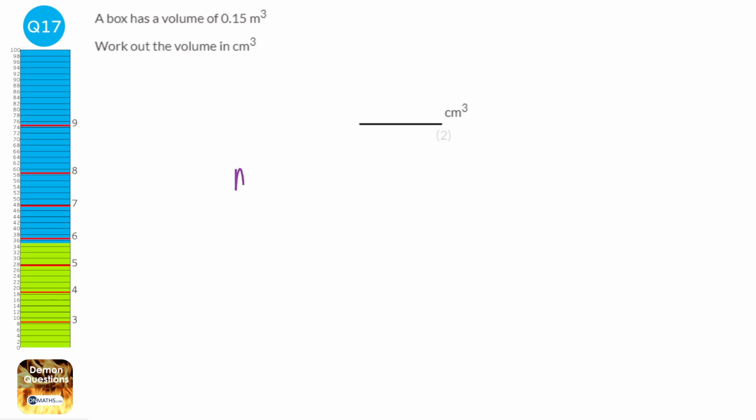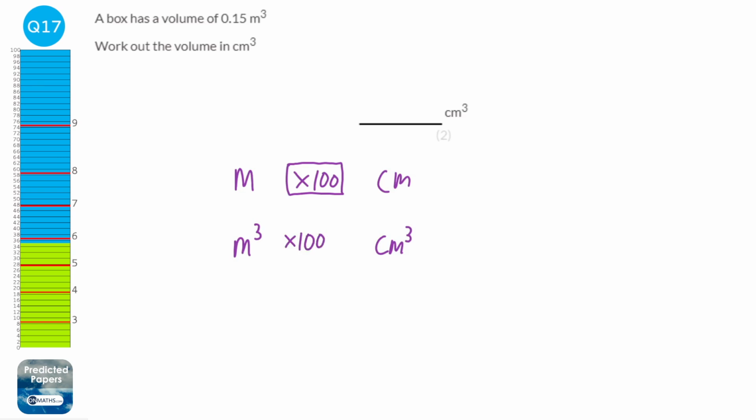To convert from meters to centimeters, we times by 100. But here we're asked to convert between meters cubed and centimeters cubed. So we times it by 100 per dimension. Meters cubed and centimeters cubed is volume, which is 3 dimensions. So what we do is we times it by 100 3 times, times 100, times 100, times 100, or times by 100 cubed.